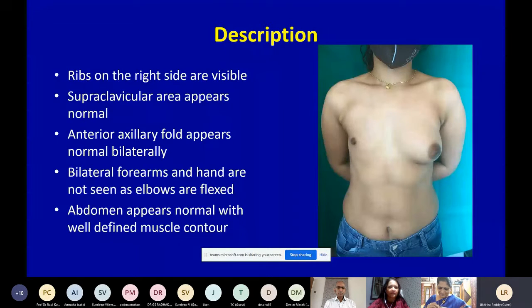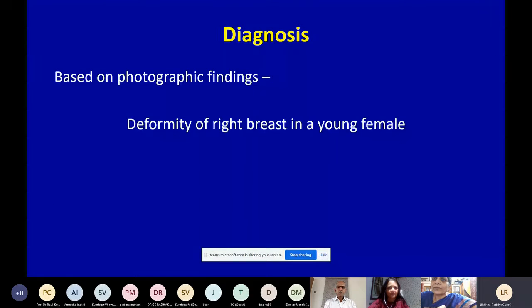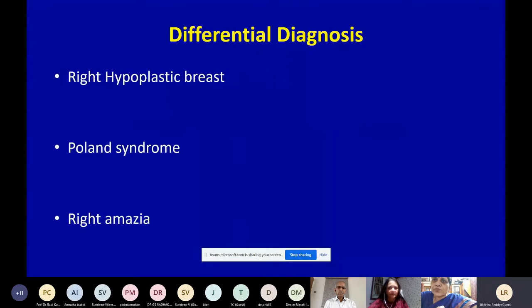The supraclavicular area appears normal. The anterior axillary folds bilaterally appear normal, and the forearms and hands we are not able to see in this photograph. The abdominal muscles are well defined, with the muscle contour well defined. The rest of the abdomen appears normal. Based on the photographic findings, my diagnosis would be a deformity of the right breast in a young female, with a differential diagnosis of right hypoplastic breast, Poland syndrome, or right amastia.